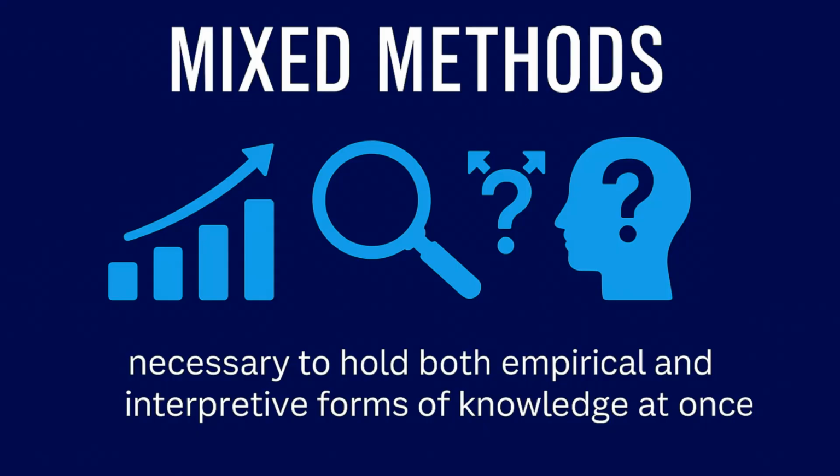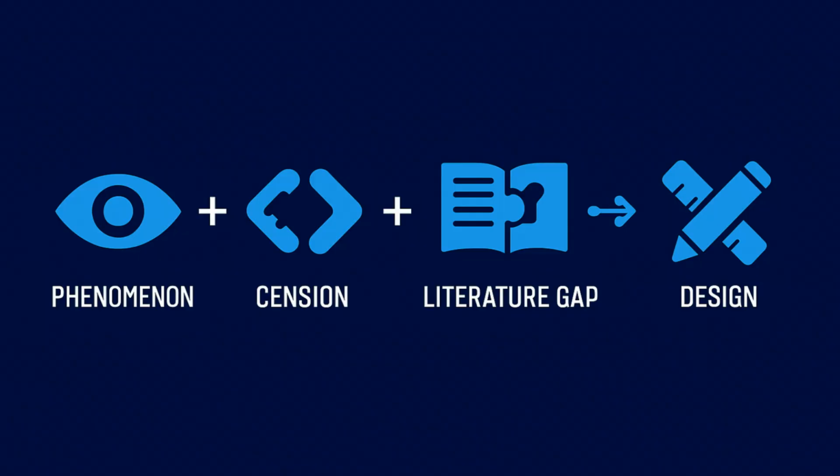Suppose the missing knowledge has two layers: a pattern that can be measured and a mechanism that must be understood. Then mixed methods inquiry becomes necessary, as only a combined design can hold both empirical and interpretive forms of knowledge at once. The sequence always flows in one direction.